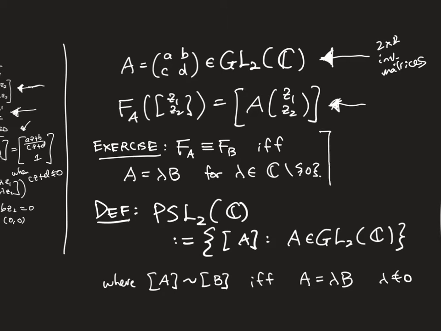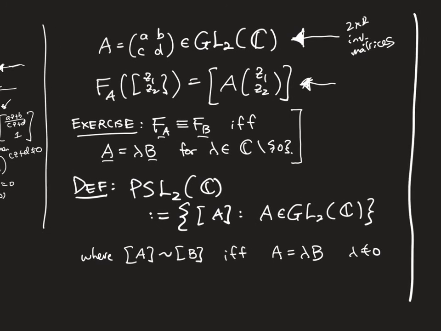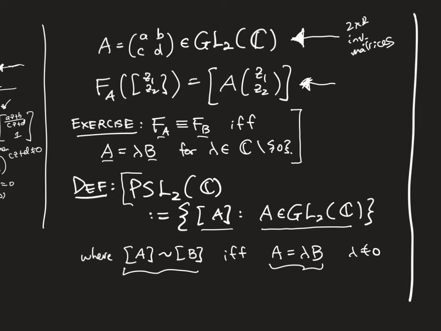But now we can begin to use properties of matrices to study FLTs. So a homework exercise is to show that F_A is identically equal to F_B exactly when these two 2 by 2 matrices are multiples of each other. And this means we can identify two FLTs using some equivalence relation on matrices. So the set that you get is called PSL2C, and this consists of all 2 by 2 invertible matrices with an equivalence relation, where the equivalence relation is the same idea that we used for CP1. So A is equivalent to B if and only if A is a non-zero multiple of B.